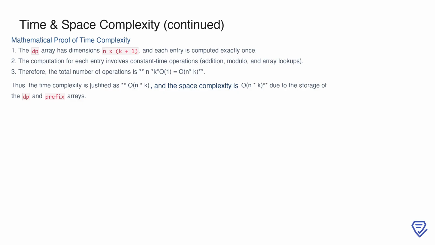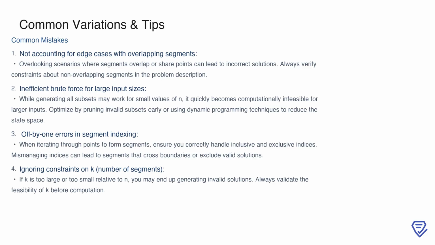Similarly, the space complexity is n*k, because we store both the dp and prefix arrays, each of which has the same dimensions. This efficient use of time and space highlights the strength of the dynamic programming approach compared to more naive methods. When tackling this problem, there are a few common mistakes to watch out for.